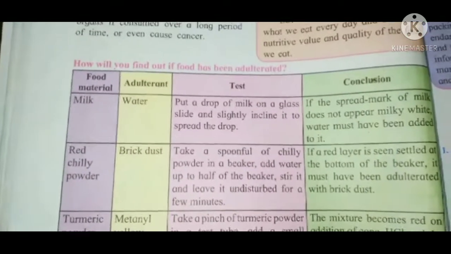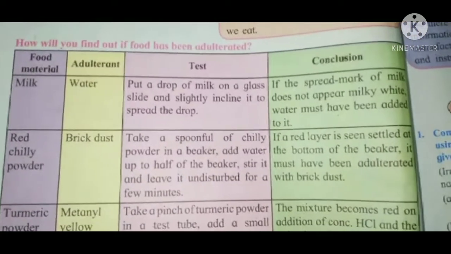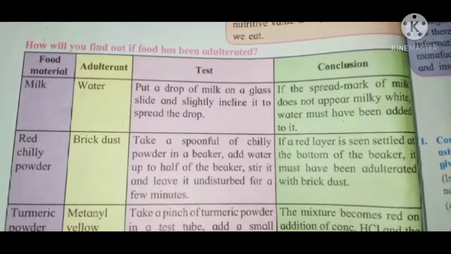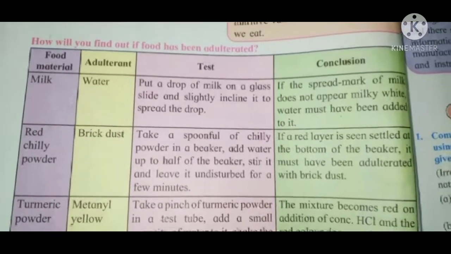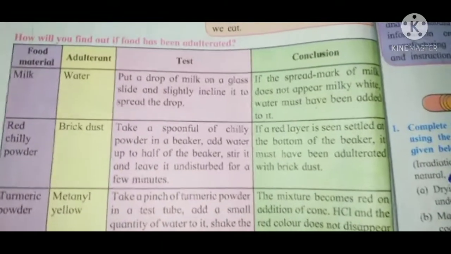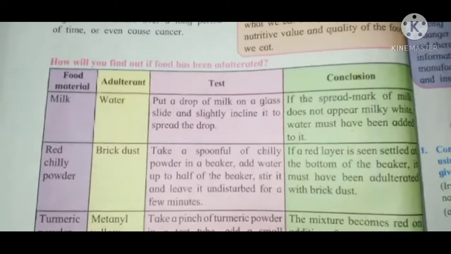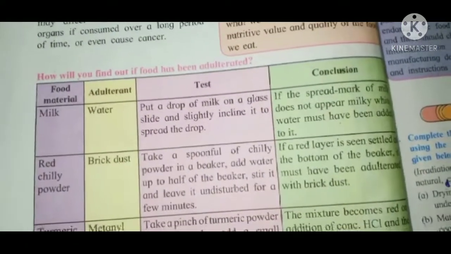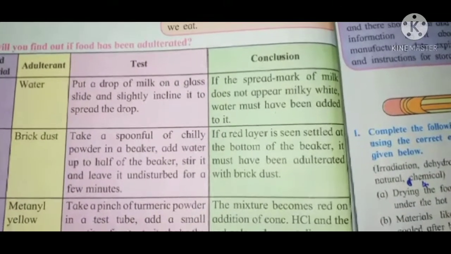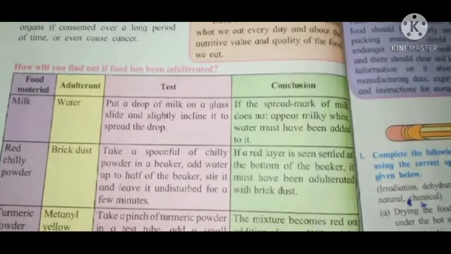Red chili powder. What will they add? They will add brick dust, which is harmful. So how to test it? Take a spoonful of chili powder in a beaker. Add water up to half of the beaker. Stir it and leave it undisturbed for a few minutes. The conclusion will be, if a red layer is seen settled at the bottom of the beaker, it must have been adulterated with brick dust.